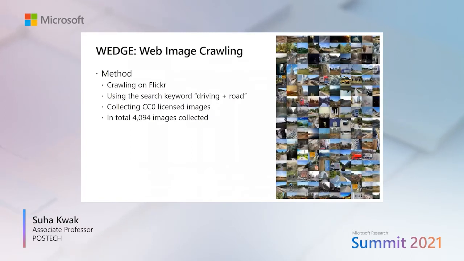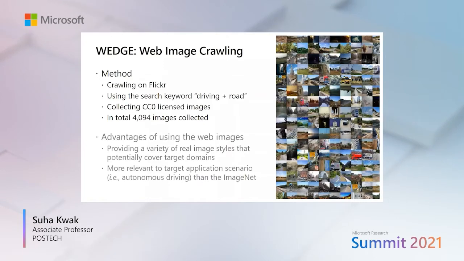So in the first step, WEDGE crawls images on Flickr using the search keyword driving and road, since our target application scenario is autonomous driving. As a result, it collected more than 4,000 images with CC0 licenses. Using these web images has several advantages since they provide a variety of real image styles that potentially cover target domains and are more relevant to the target task than those in the ImageNet dataset.